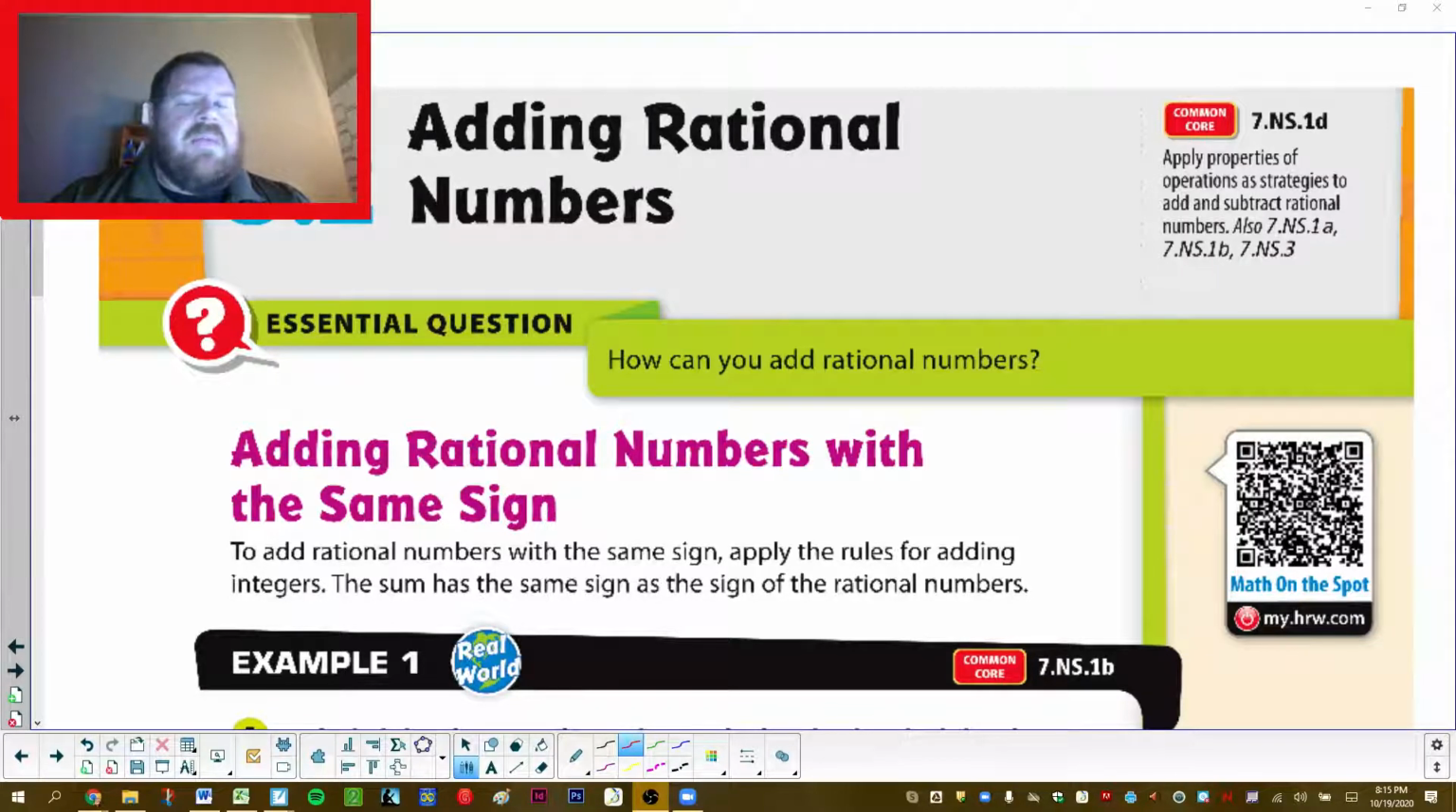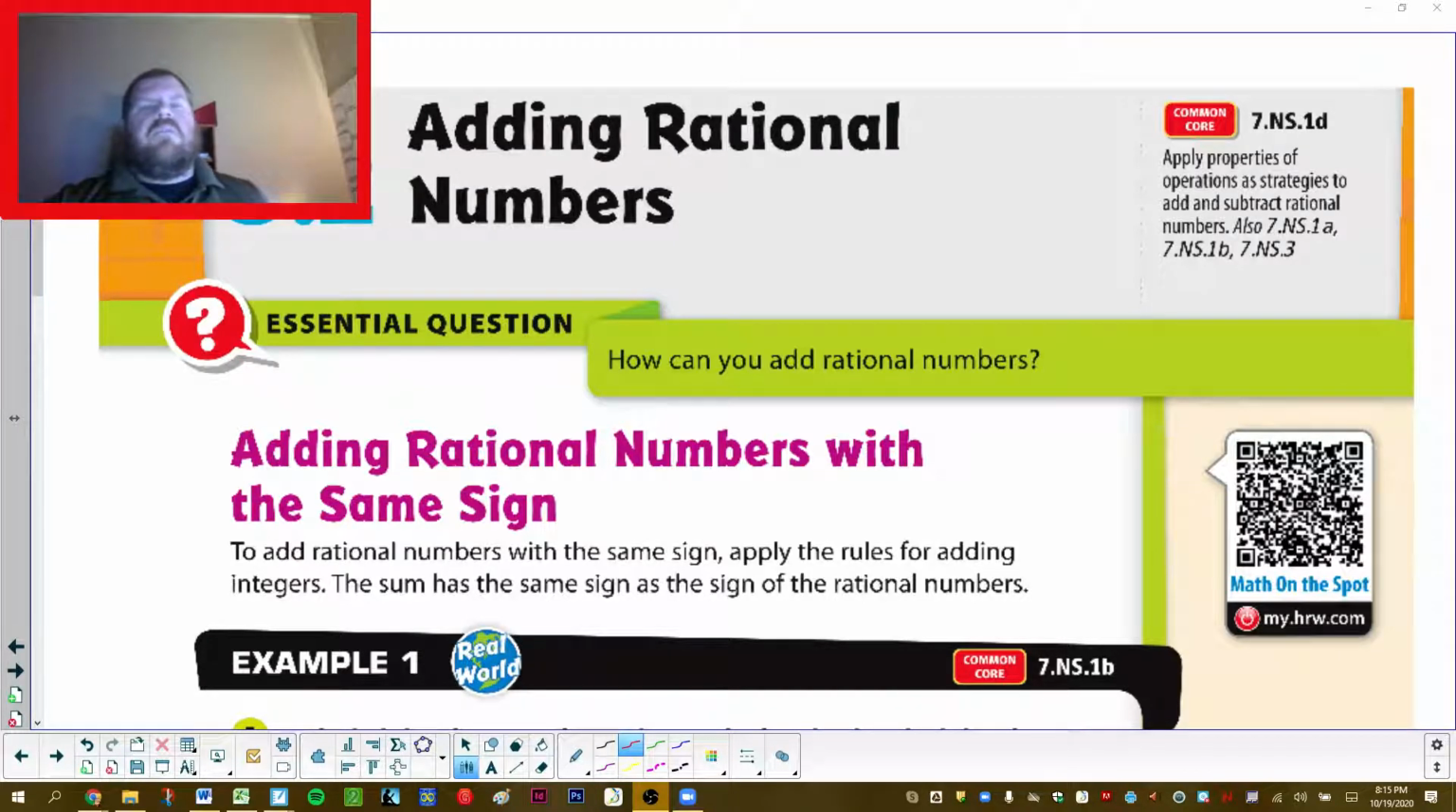Today we're going to talk about adding numbers, adding rational numbers, I should say. In the last section we looked at what a rational number was. It really comes down to any fraction and then any decimal that we called terminating or repeating. Those are rational numbers, and we're going to look at how to add those today.